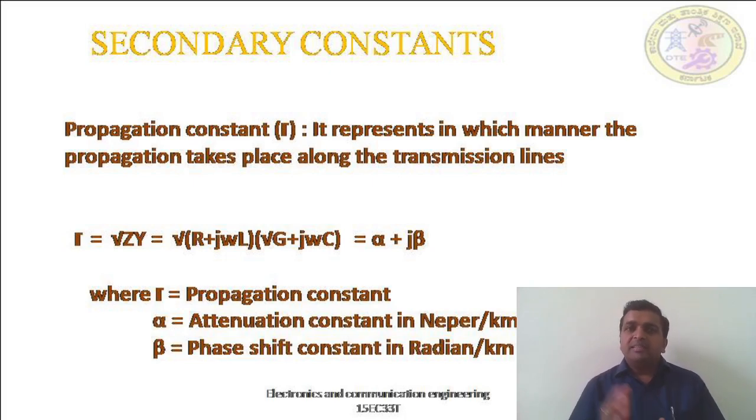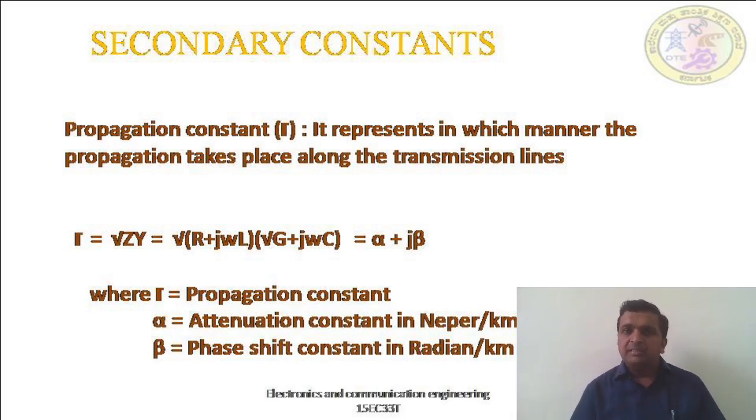So hence, the secondary constant, propagation constant, will be related in terms of two things. One is alpha and another one is beta. Alpha is a purely real component. It is nothing but attenuation constant. It is given in terms of Napier per kilometer. Napier is a unit of attenuation. Second one is beta. If you relate the imaginary components, you are going to get beta, or nothing but phase shift component. Anyway, you know the phase shift will be taken in terms of degrees or radians. Here, beta will be given in terms of radians per kilometer.